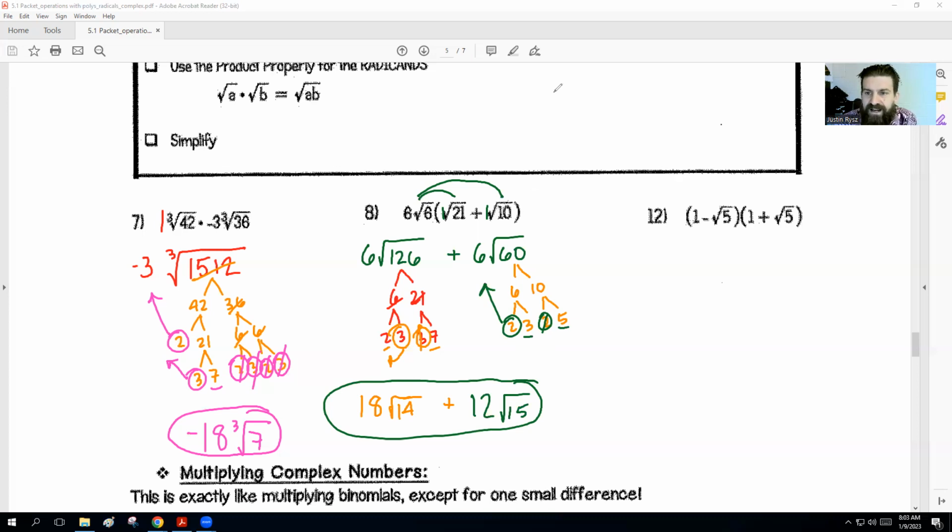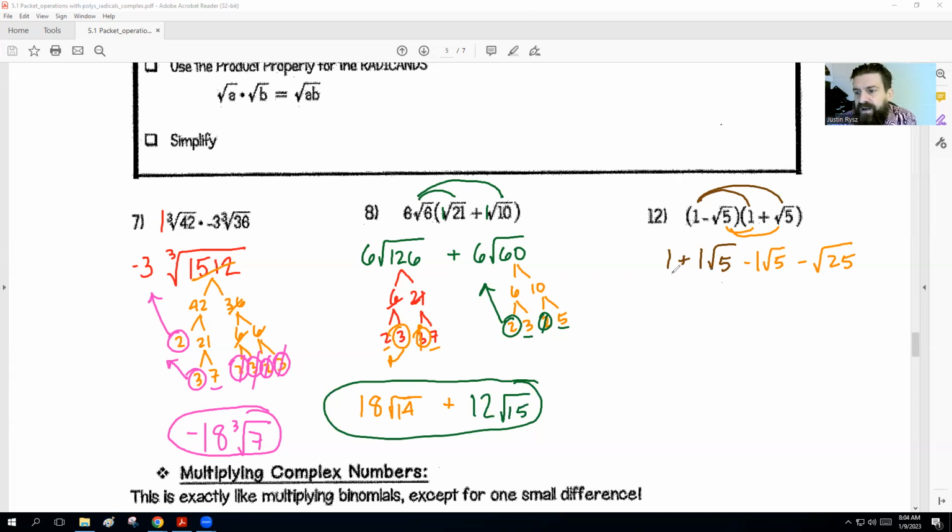Okay. Next here, we got 1 minus radical 5 times 1 plus radical 5. These are actually a special property called a conjugate. But let's go through what happens here. All right, we got to distribute the 1 to both of those. Okay, well, 1 times 1 is 1. 1 times radical 5 is 1 radical 5. Okay, then we got to distribute the negative radical 5. All right, negative radical 5 times 1 is negative 1 radical 5. And then negative radical 5 times negative radical 5 is a negative radical 25.